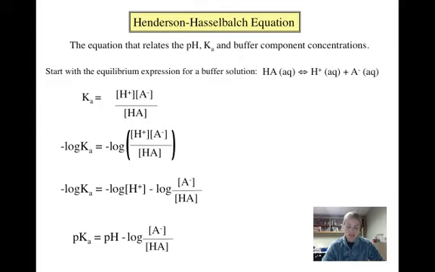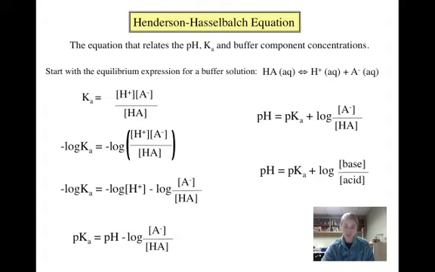Keeping in mind that HA is the weak acid and A- is the conjugate base of the weak acid, we can more generically write the equation as pH equals pKa plus log of A- over HA. More generically, this can be written as pH equals pKa plus log of the concentration of base over the concentration of acid. Keep in mind that the base that this is referring to is the conjugate base of the acid.